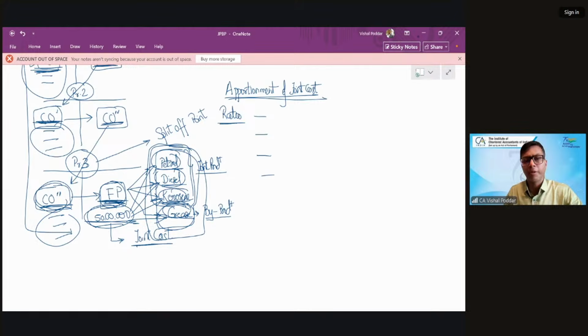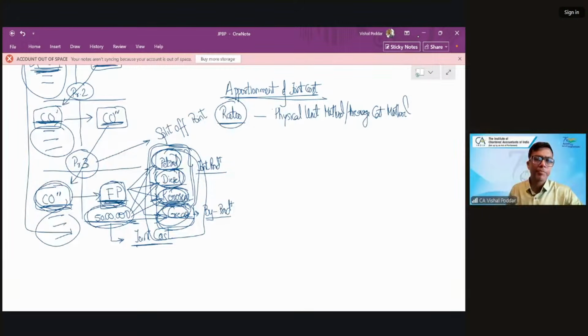Now, understand this very simply. My very first ratio would be what? The units of each of these. Now, since these are products, there would be some units. In case of petrol, diesel, the units would be the liters of these. So I will apportion the joint cost in the ratio of the units of this product, which is called the physical unit method, also called the average cost method. So the very first method is: divide the joint costs using the ratio of units.